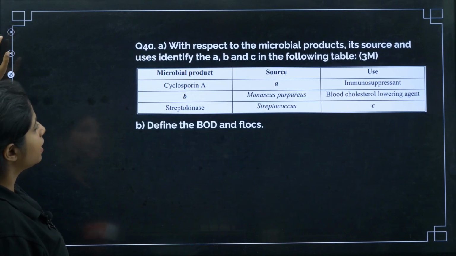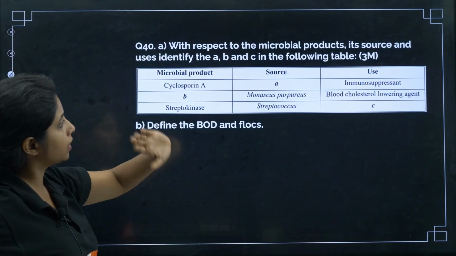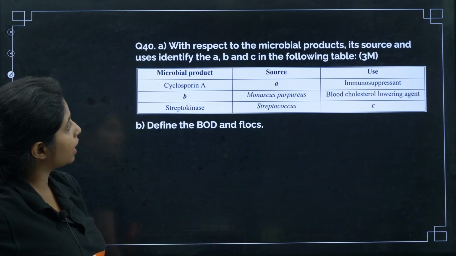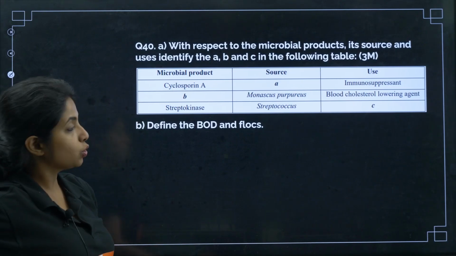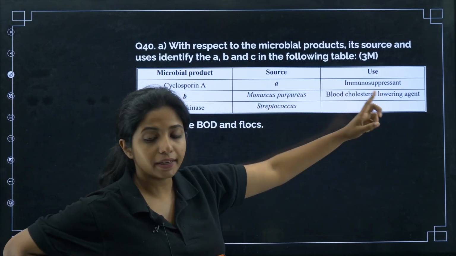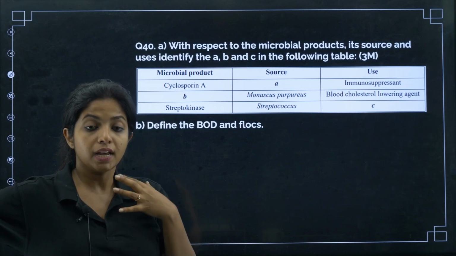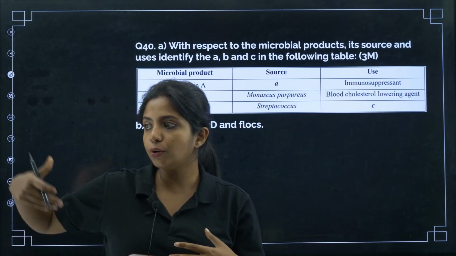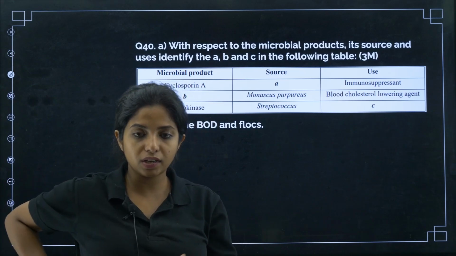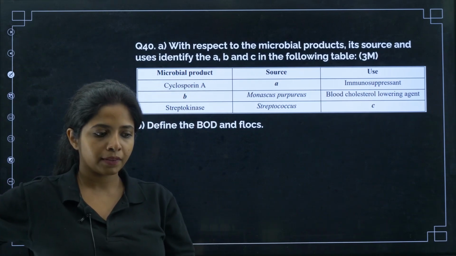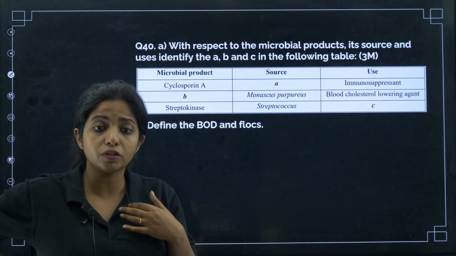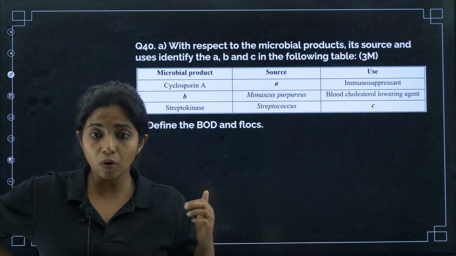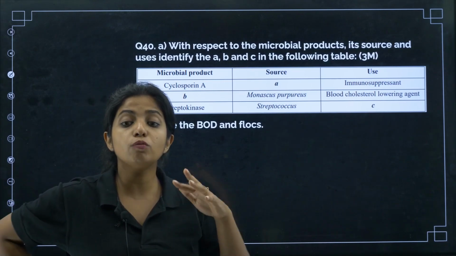Okay, next. With respect to the microbial products, its source and uses, identify A, B and C in the following table. So cyclosporin is produced by A, which is acting as an immunosuppressant. What do you mean by immunosuppressant? The one that has capacity to suppress our immune system. Why? Because probably I took an organ from another human being because mine was not working. So at this point of time, my body should not feel that it is foreign and should not kill the organ which is there. Now that's why I need immunosuppressants.